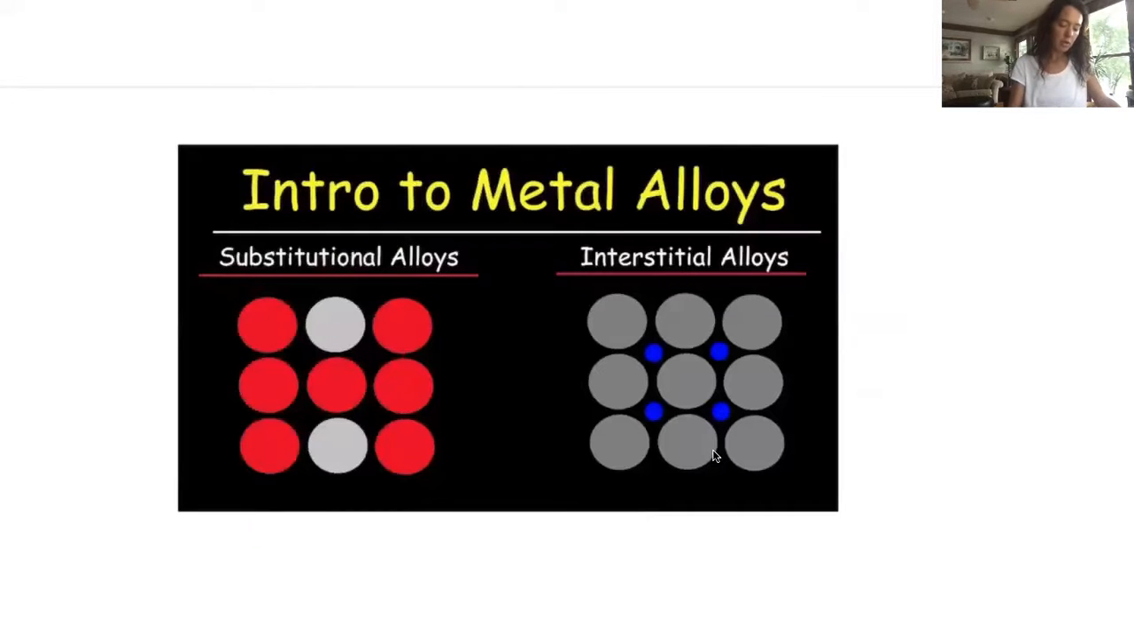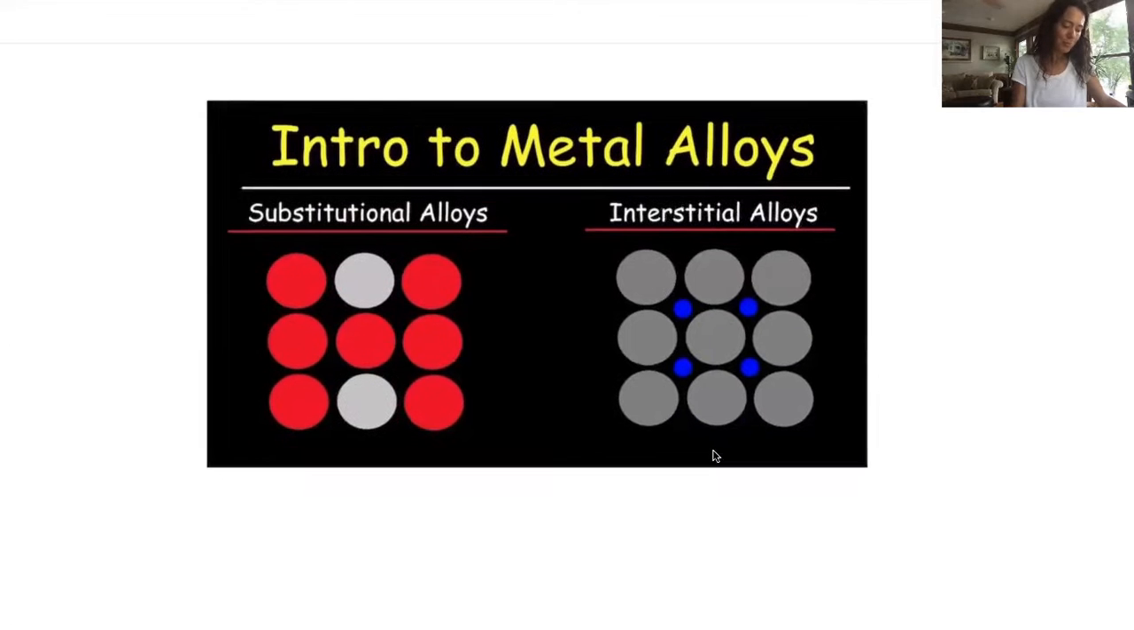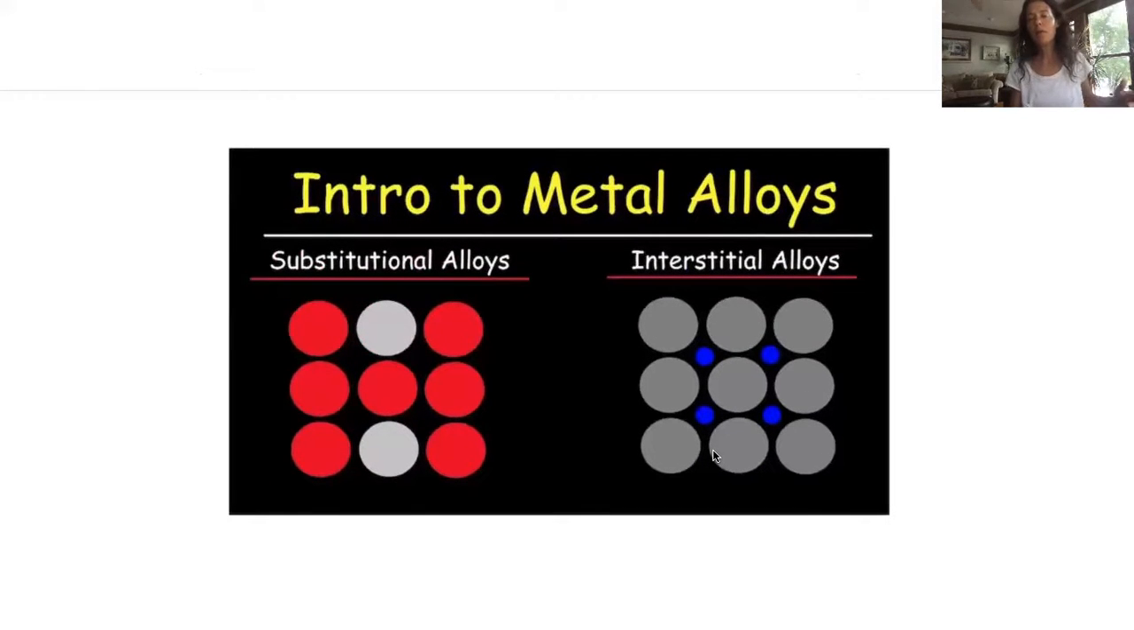2.4, metals and alloys. So basically, guys, I don't know if we talked about alloy. Alloy is just a mixture of metals, okay? It's a mixture of metals. Simple as that. And there's two types, okay? You have to know the difference of the two types.